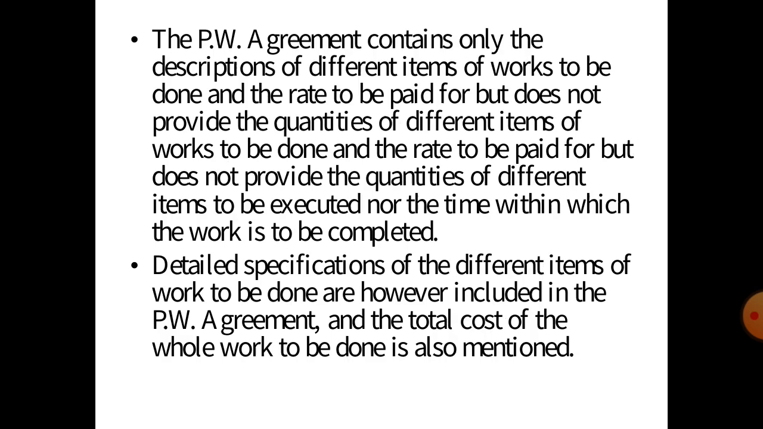Here, in the piecework agreement contract, the total work is divided into small parts, and each part is done by an individual contractor. The piecework agreement contains only the description of the different items of work to be done and the rate to be paid for them, but does not provide the quantity of the different items to be executed, nor the time within which the work is to be completed.